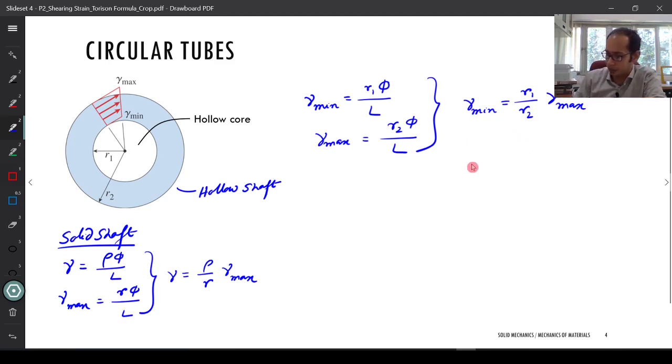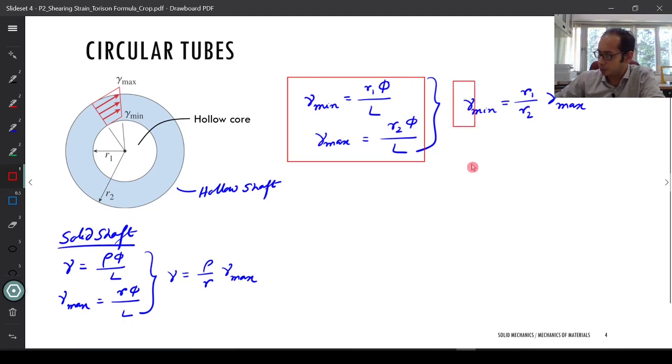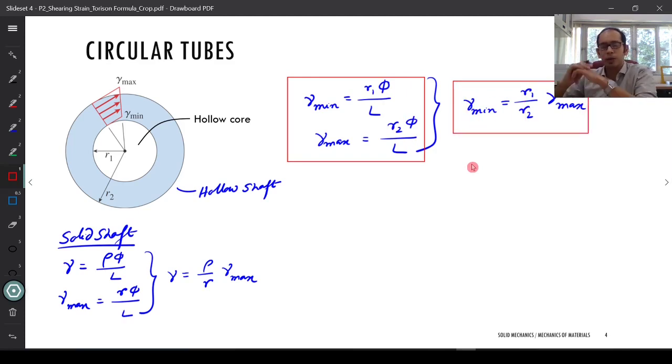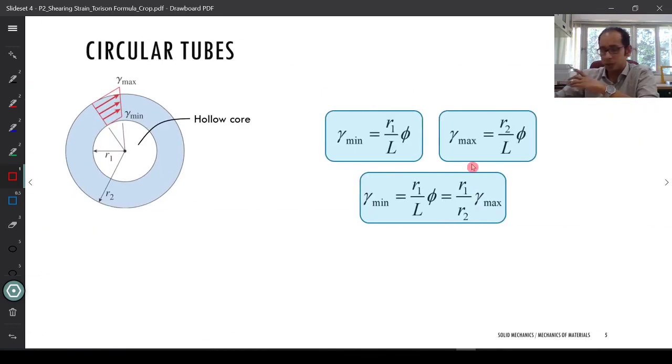So let me just highlight these expressions as well. These are two of the important relationships which we saw over here. The summary of these is given as well. This is what we derived: gamma min equals r1 phi by L, gamma max equals r2 phi by L, and this is the relationship after you take the ratios.